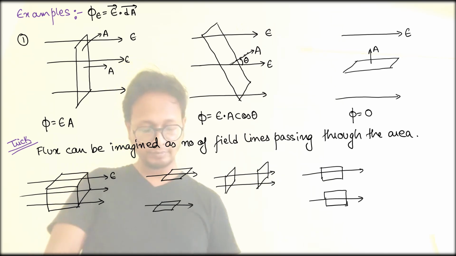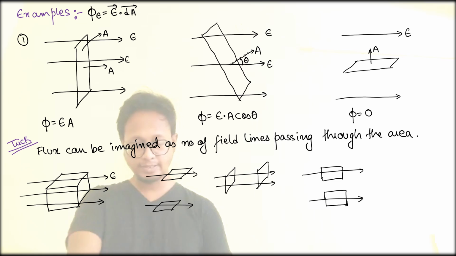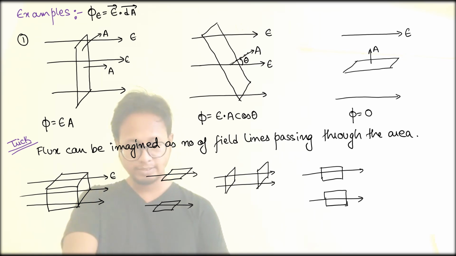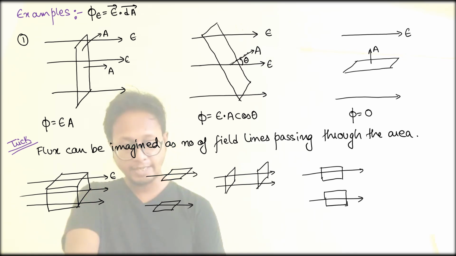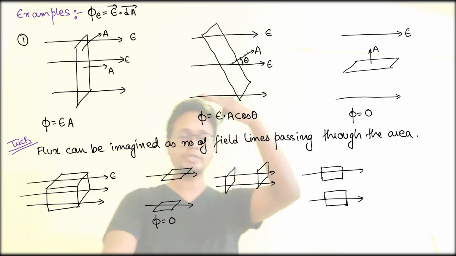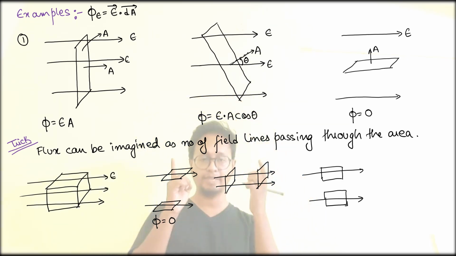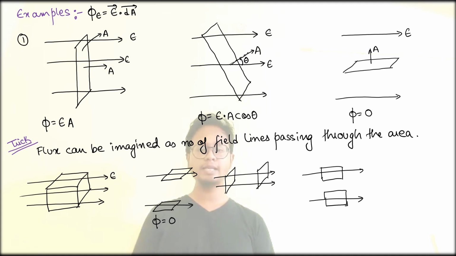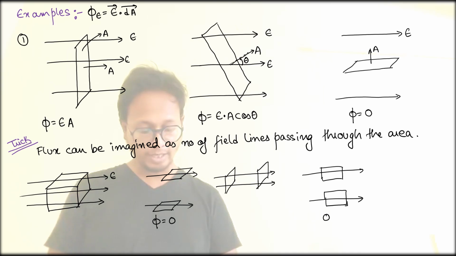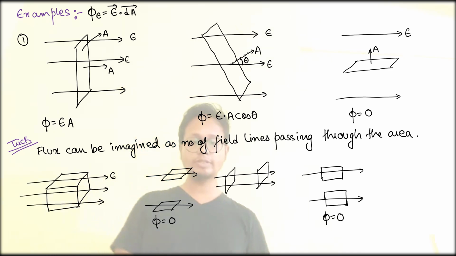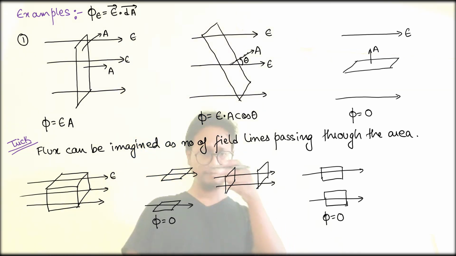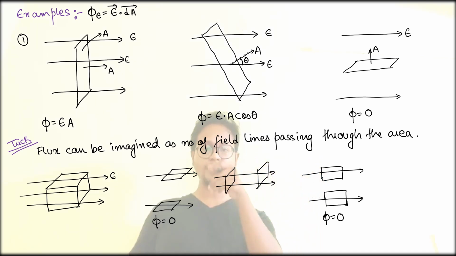See out here, the angle between the area vector and the electric field vector in the first case is 90, so flux out here would be equal to 0. Flux due to the top surface and the bottom surface of the cube would be 0 because the angle between area vector and the electric field vector is 90. Similarly, for the back and front surface, flux would also be 0. Out here also flux is equal to 0 because the angle between area vector and electric field vector is 90.